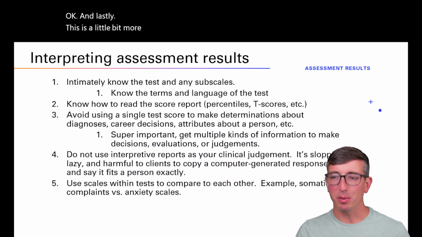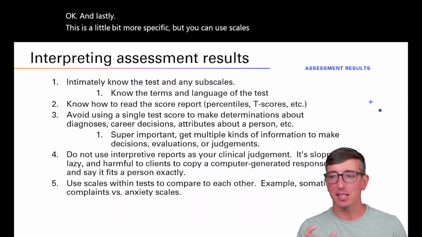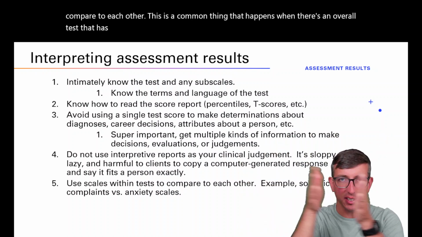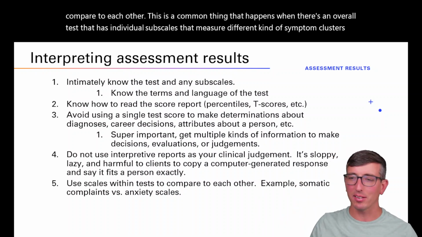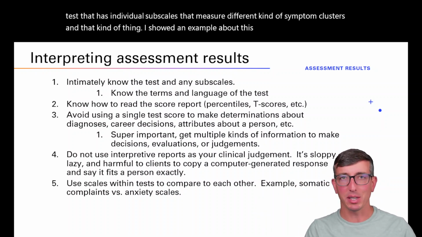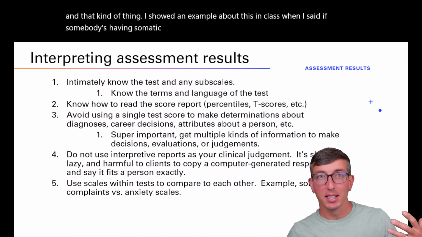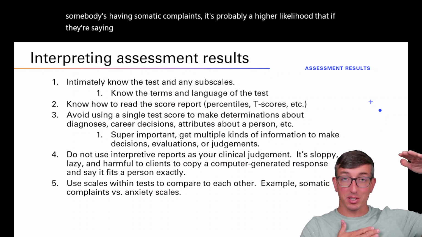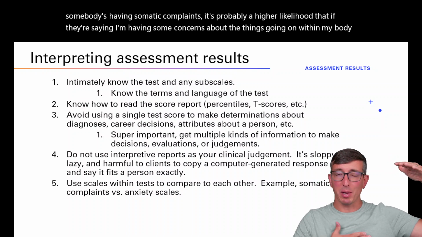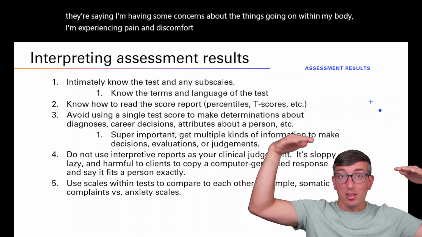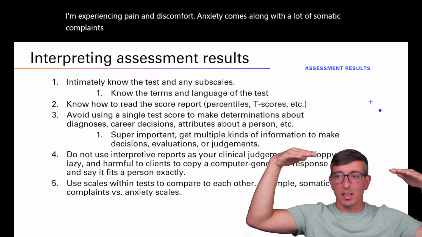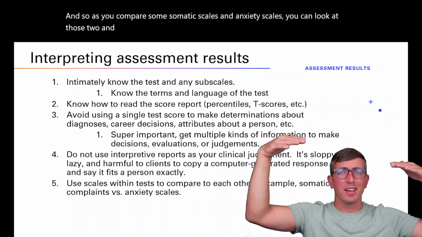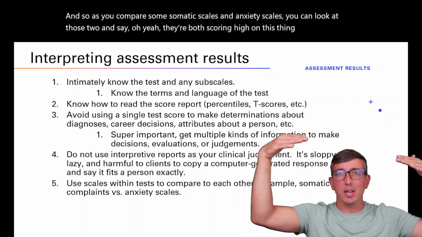this is a little bit more specific, but you can use scales, subscales within a test to compare to each other. This is a common thing that happens when there's an overall test that has individual subscales that measure different kinds of symptom clusters and that kind of thing. I showed an example about this in class when I said, if somebody's having somatic complaints, saying, I'm having some concerns about the things going on within my body, I'm experiencing pain and discomfort, anxiety comes along with a lot of somatic complaints. And so as you compare somatic scales and anxiety scales, you can look at those two and say, oh yeah, they're both scoring high on this thing. So here's what I think that might mean.